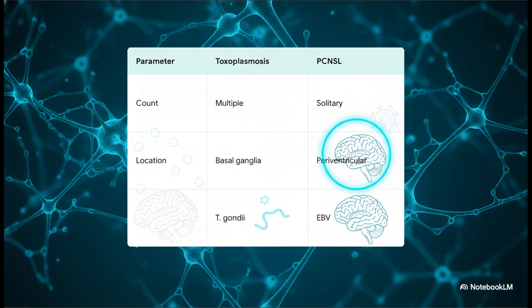The key is how lesion morphology and location distinctively separate parasitic infiltration from EBV-driven oncologic masses. Toxoplasmosis classically presents with multiple lesions heavily favoring the basal ganglia or the gray-white junction. On the flip side, primary CNS lymphoma, or PCNSL, is typically a solitary, large periventricular lesion driven by the Epstein-Barr virus. But imaging isn't a definitive tissue diagnosis, right? So how do we actually proceed?